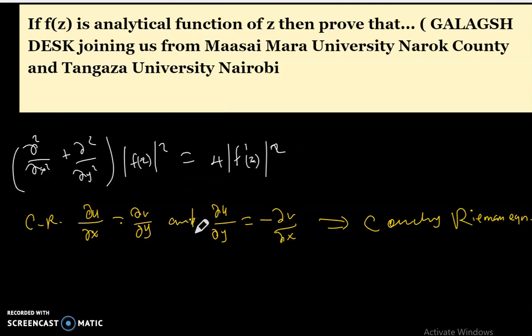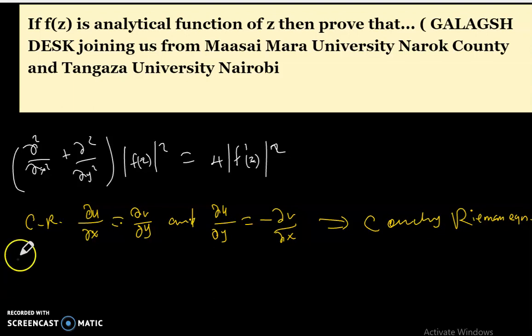And let me also allow those joining us from Tangaza University. I have Moffat with us, and I would like Moffat to give us the Laplace equation according to this formula that we are trying to prove. What is the Laplace equation? It says del squared u with respect to x plus del squared u with respect to y is equal to 0, and del squared v with respect to x plus del squared v with respect to y is equal to 0.